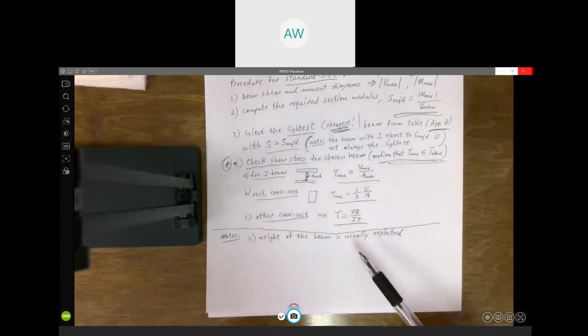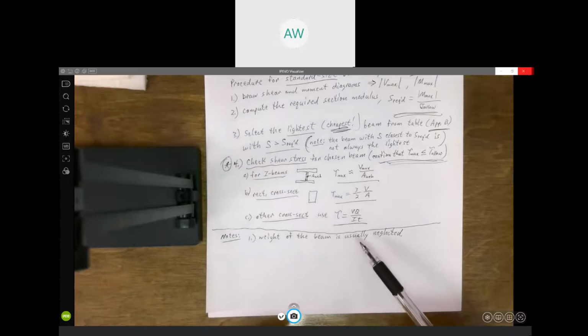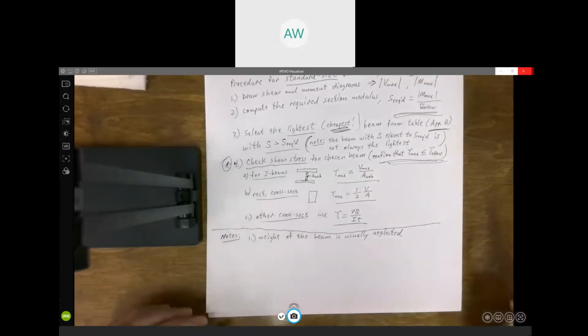I've seen one mechanics and materials book, in all the many, many mechanics and materials books I've looked at, that actually does this and goes back and adds the weight. But I can tell you from personal experience in the real world, I've never seen a real engineer do this. So we're neglecting the weight of the beam.